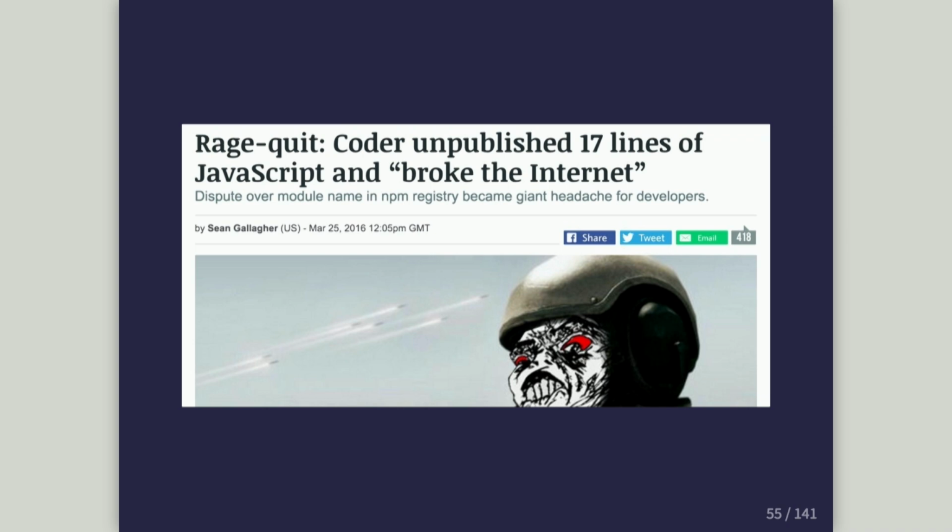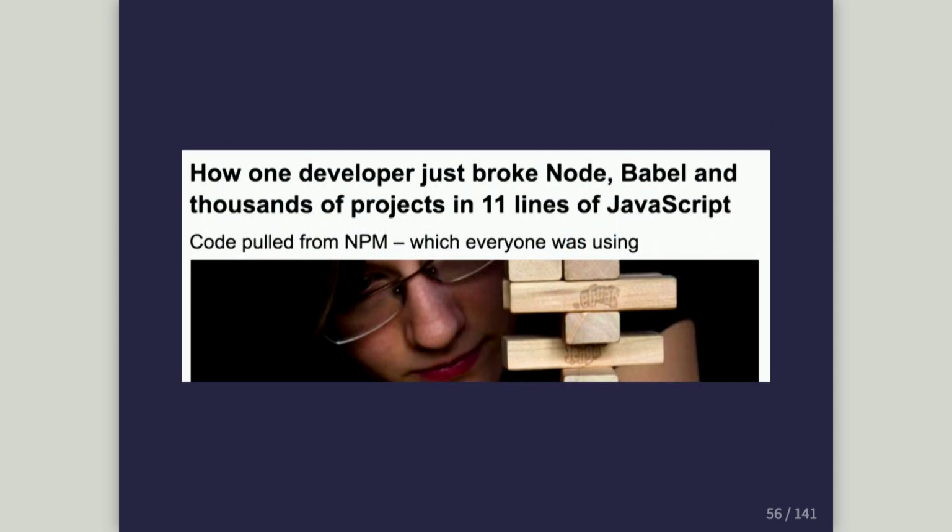And what you'll notice here is that people really focused on how many lines of code it was. Here we see unpublished 17 lines of code, broke the internet. Oh my God, 11. They couldn't get the number right, which was fascinating to me because they were so focused on the lines of code.